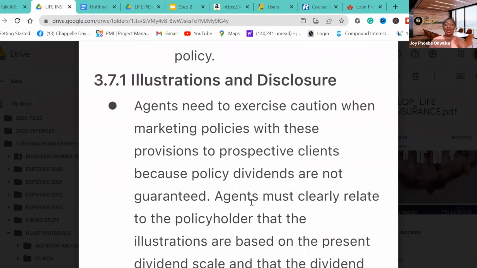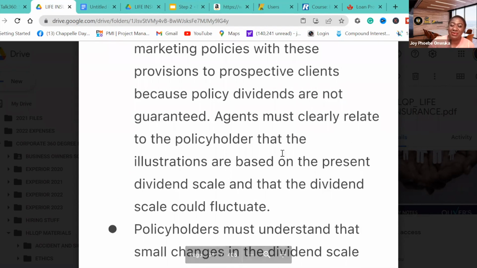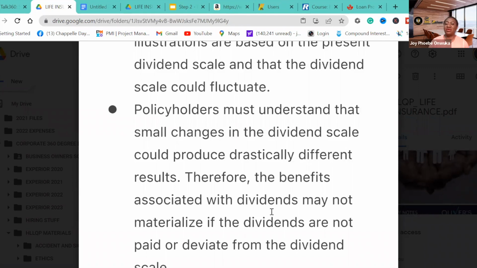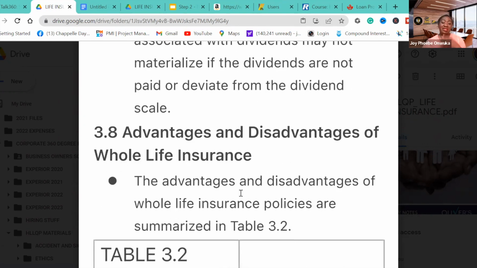Illustrations in this code. Agents need to exercise caution when marketing policies with these provisions to prospective clients, because policy dividends are not guaranteed. Agents must clearly relate to the policyholder that the illustrations are based on the present dividend scale, and the dividend scale could fluctuate. Policyholder must understand that small changes in the dividend scale could produce drastically different results. Therefore, the benefits associated with dividends may not materialize if the dividends are not paid or deviate from the dividend scale.